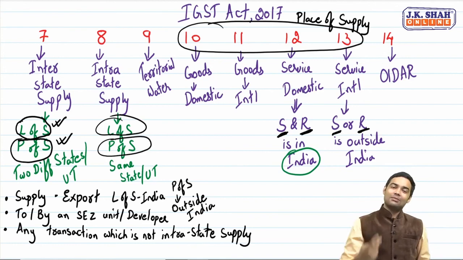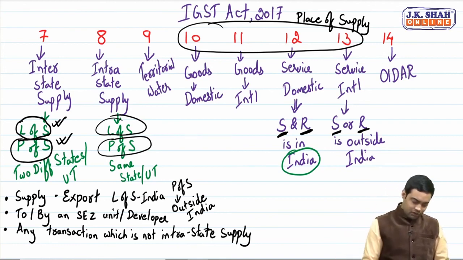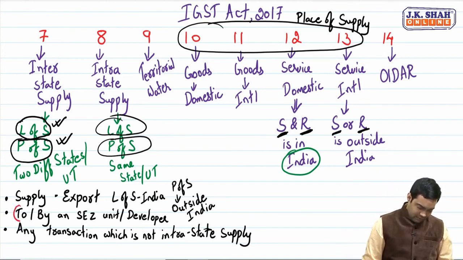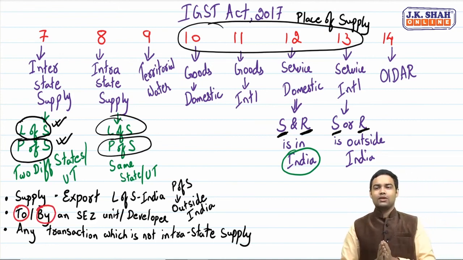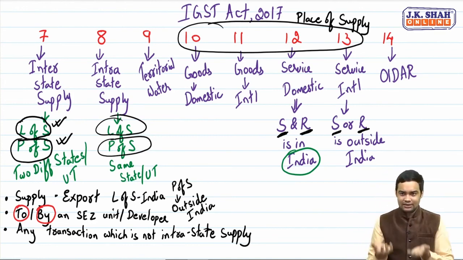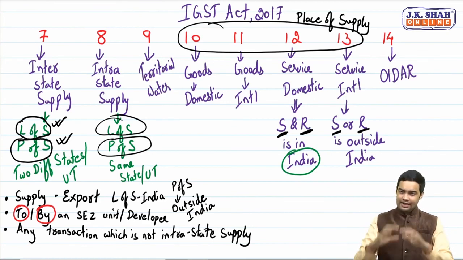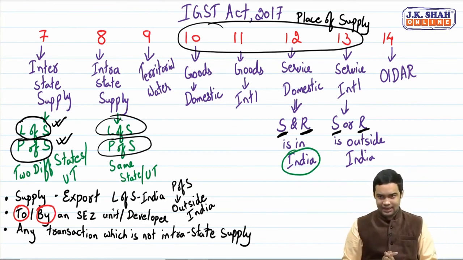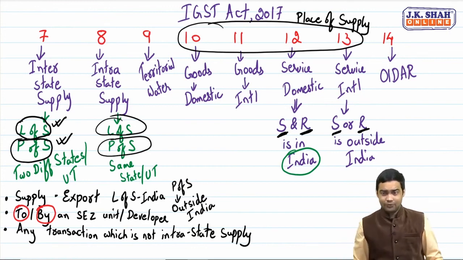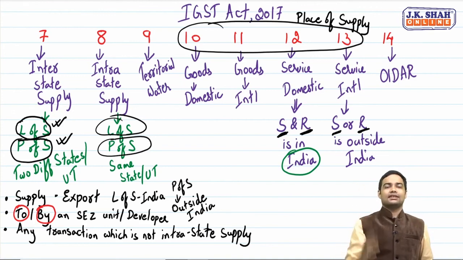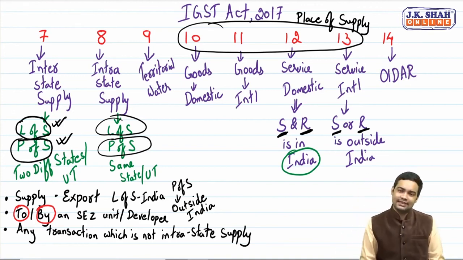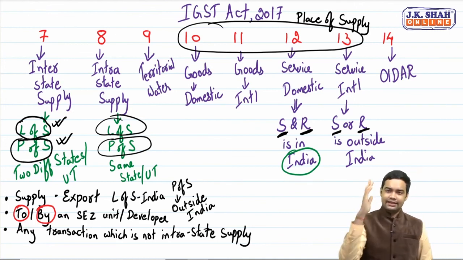Second, any supply to or by. Be very careful about the words to or by. It can be a supply to an SEZ, it can be a supply by an SEZ. Both will be regarded as an interstate supply. So if I have a SEZ branch in Karnataka, and if I have a non-SEZ branch in Karnataka, and if there is a supply between these two, will it be regarded as an intrastate supply or interstate supply? Interstate supply, because any transaction to or by an SEZ will always be regarded as an interstate supply.